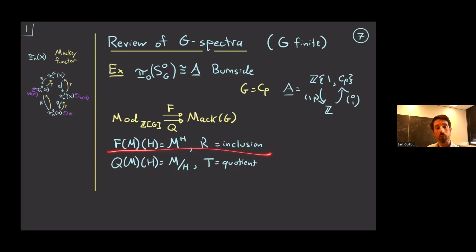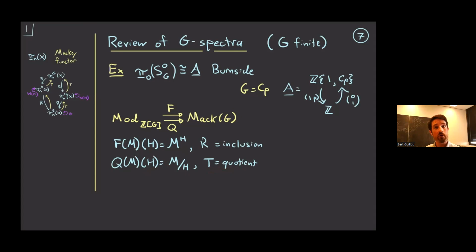Anyway, this is one construction, but there's also a different one, and we'll denote this one by Q. Instead of taking fixed points, you pass to orbits. So you have your module with a G action, and at every level H, we just mod out by the H action. For that one, as you vary H, there are quotient maps you can consider, and those will be the transfers. Again, in this version, the restrictions are perhaps less obvious, but there's something you can define that works there.